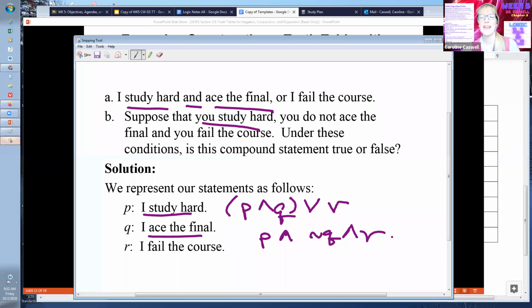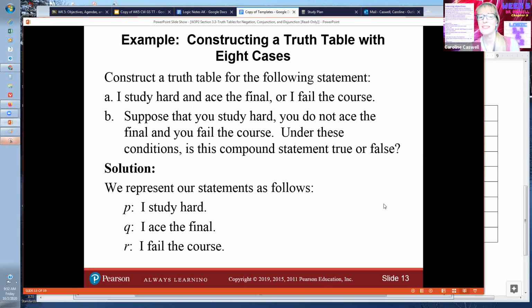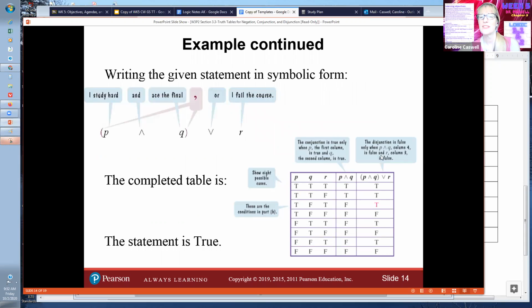You fail the course. Now, what they're saying is that this is an or, but that's not feeling good for me. I'm not liking this. When we go back over here, they're basically saying that the disjunction of P and Q is false and R is false. So it's a true statement.